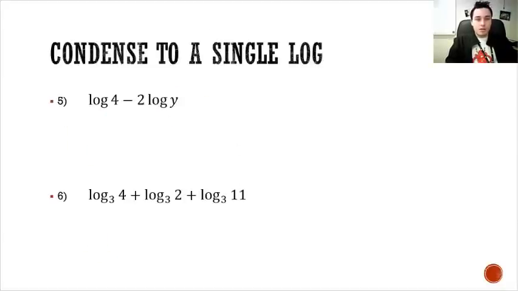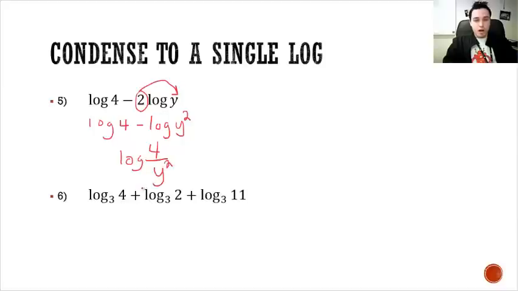Condense to a single log. Start by taking any coefficient and making that become an exponent. So this is going to become the exponent of the y. So we've got log of 4 minus log of y squared. So start by moving coefficients to exponents. Then deal with the addition and subtraction stuff. Well, that looks like this is going to be division, because subtraction turns into division of one single log. So log of the first thing divided by the second thing. It's one log, and it's the first thing on top, the second thing on bottom.